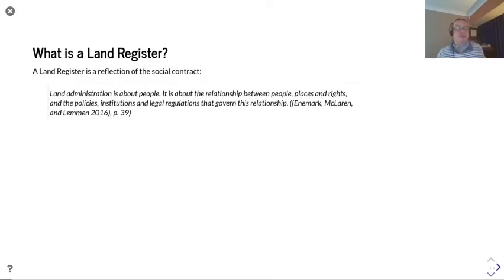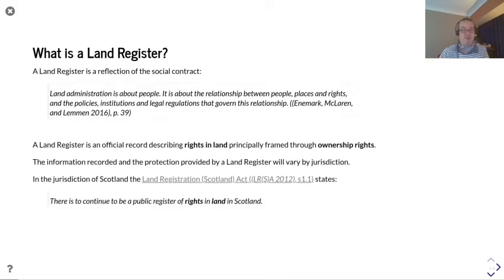So, what's a land register? It's a reflection of a social contract. As Enemark, McLaren, and Lemmen say, land administration is about people. It's about the relationships between people, places, and rights, and the policies, institutions, and legal regulations that govern this relationship. So, a land register is an official record describing rights in land, principally framed through ownership.